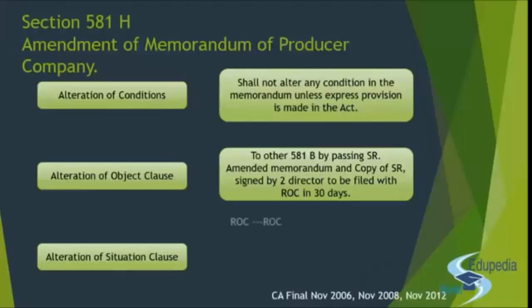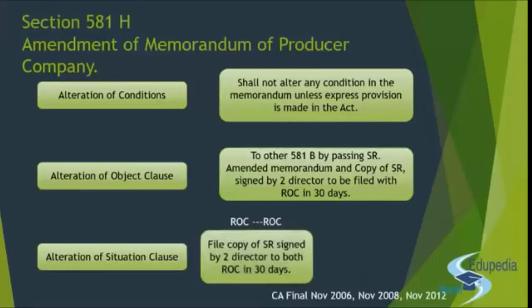So when you shift from one ROC to the other, right, what is the formality that you need to follow? First is when you want to shift, you have to pass a special resolution in the meeting of the members, right? And then you will have to submit a certified copy of that special resolution. Again, certified by whom? Certified by the 2 directors, right? And then you file it with both the ROCs. The previous ROC from whose jurisdiction you are shifting, and the new ROC to whose jurisdiction you are shifting the registered office. So you will have to file the special resolution to both the ROCs.